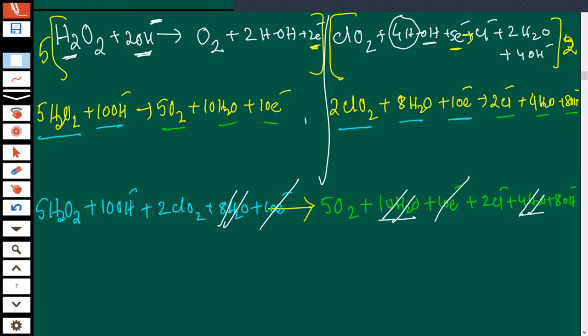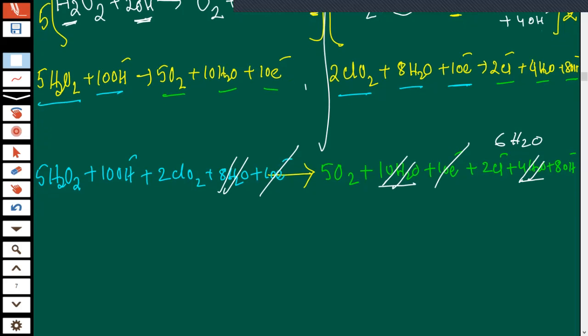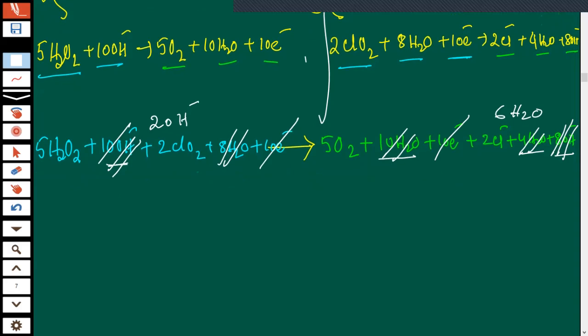Out of 14, remove 8. Six water molecules are on the right hand side, right? Now, 10 OH minus are here, and 8 OH minus are here. So OH minus cut, it leaves 2 OH minus. Write 2 OH minus here, right? Is anything common? No.